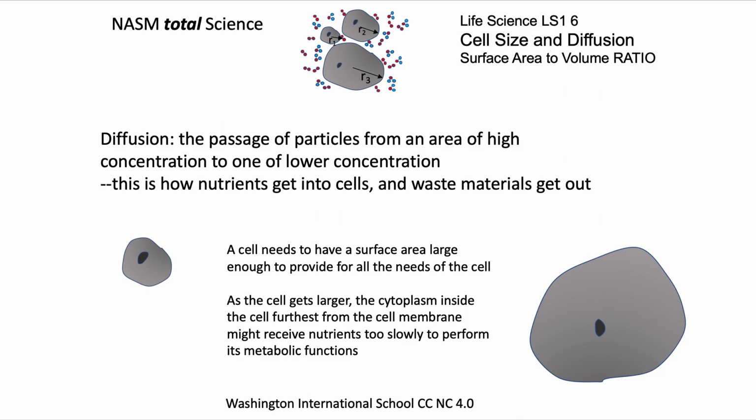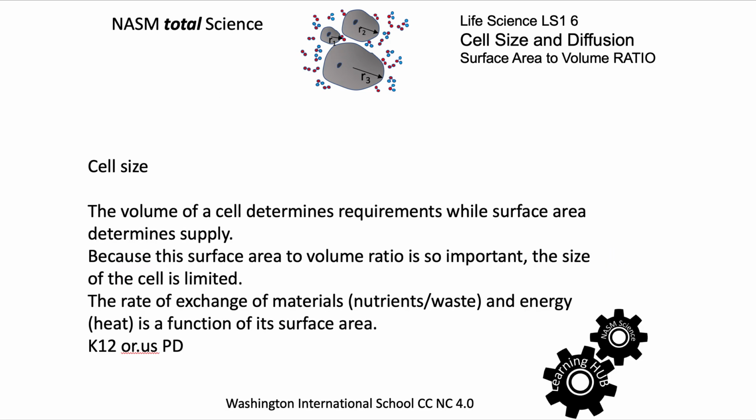So cells need to have a large surface area to provide for all the needs of the cell. But as the cell gets larger, the cytoplasm inside the cell, furthest from the cell membrane, might receive nutrients too slowly to perform its metabolic functions. So the volume of a cell determines the needs of that cell, and the surface area determines the ability to supply it. So we're going to look at the surface area to volume ratio and how that affects the size of the cell.